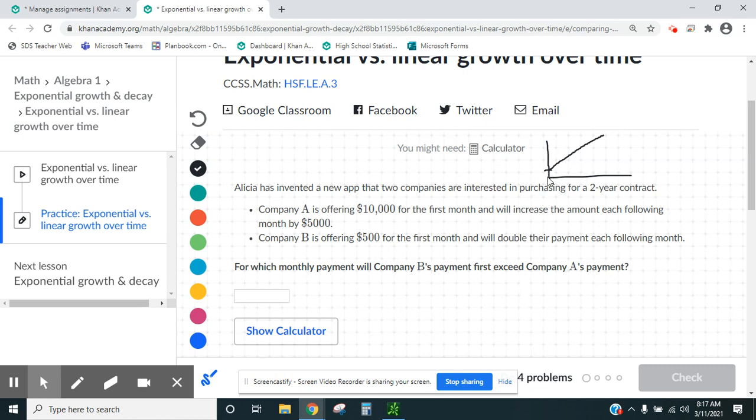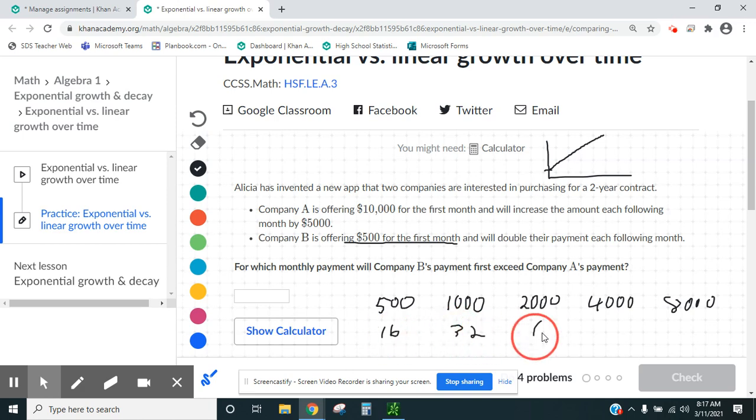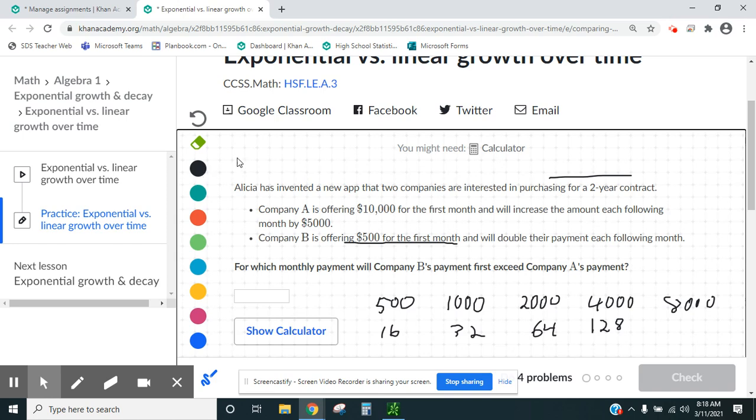So at some point in time, this is going to pay off, isn't it? Because it'll be 500, and then it's going to double. What's the next number going to be? 1,000. And next number? And then, okay, and then 16, and then 128, right? So let's do that same thing with company A up here.